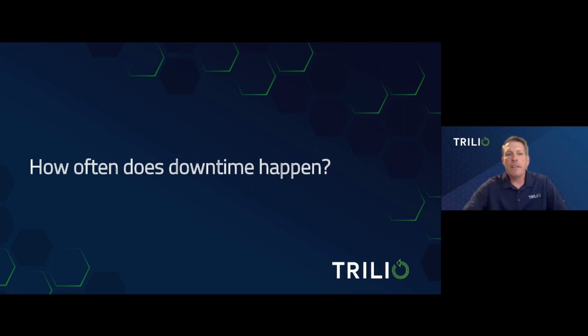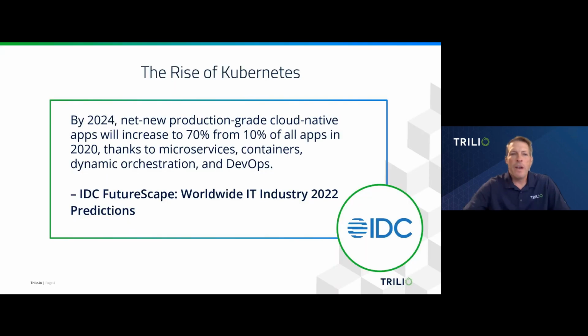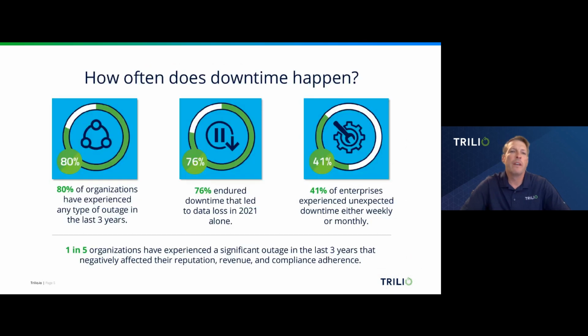So let's begin. How often does downtime happen? First, I kind of want to set the stage of the IT landscape. The IT landscape is varied and shifting right now. As everyone's probably aware, there's the rise of containers and the rise of Kubernetes to orchestrate those containers. A lot of companies are still in bare metal and VMs today. That shift is increasing. IDC predicts that by 2024, 70% of production applications will be in Kubernetes, up from 10% in 2020. So the landscape is definitely changing to a containerized world.